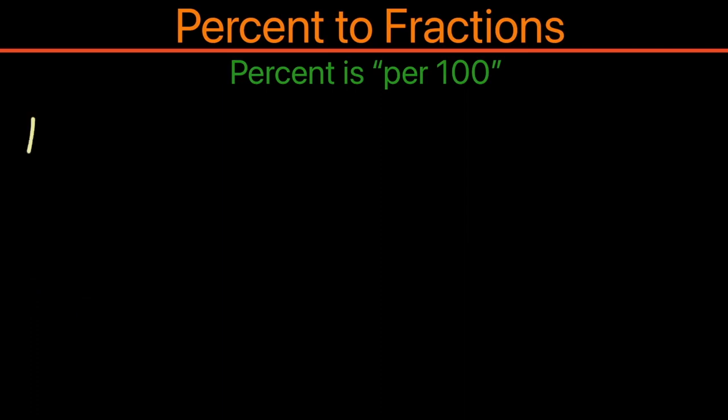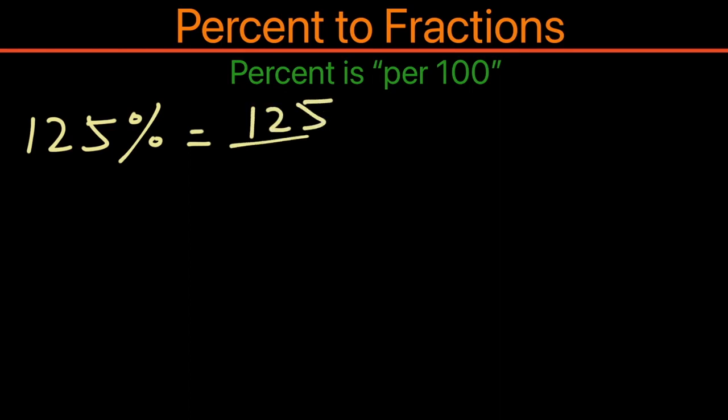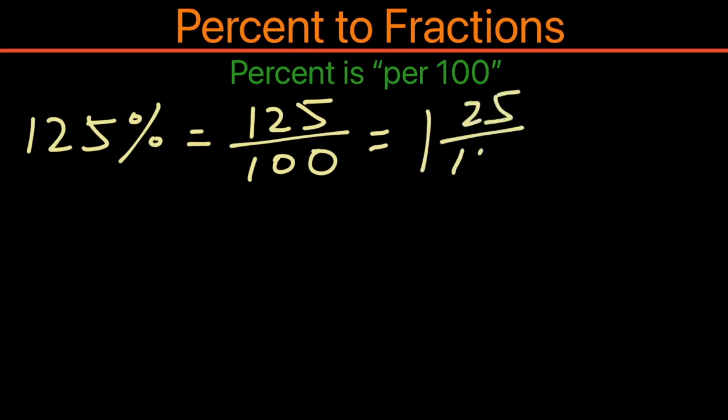And here is our final example, 125%. Now this one is above the 100%, but it still works the same way. So 125% means that it's 125 out of 100. So 125 over 100. Now since this is an improper fraction, we can first convert it to a mixed number. So from here, we could definitely take out 100. So that would make it 1. And the remaining would be 25 over 100. And after that, we could simplify just the fraction portion of the mixed number.